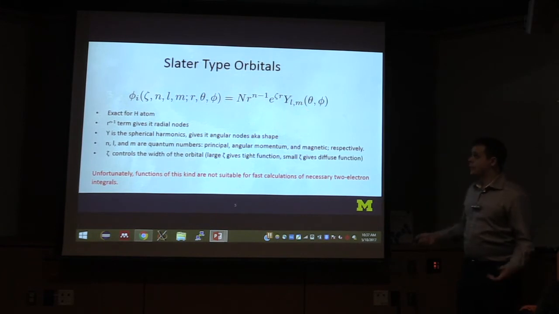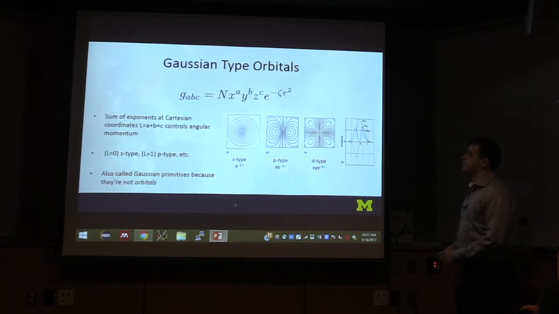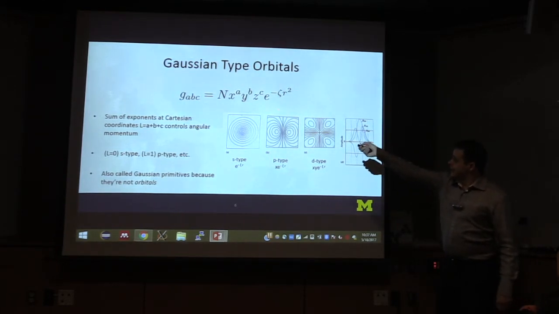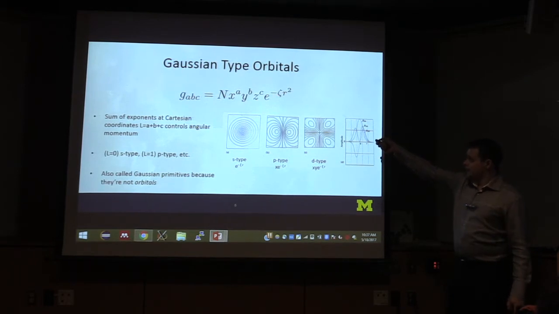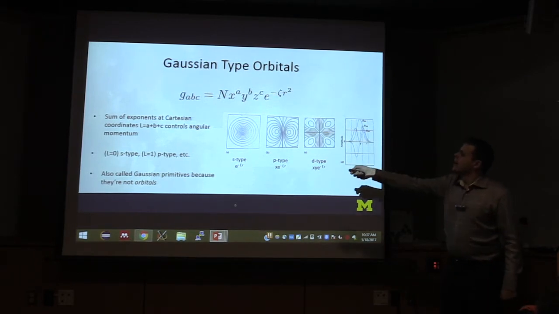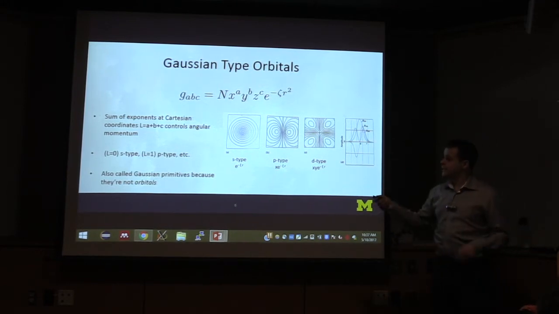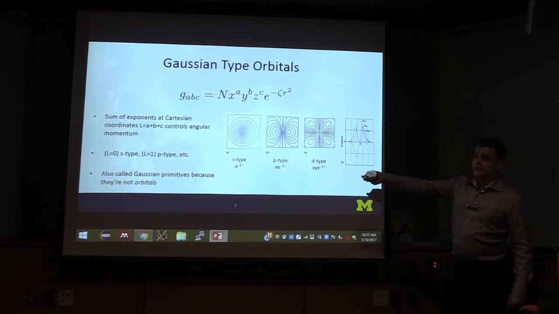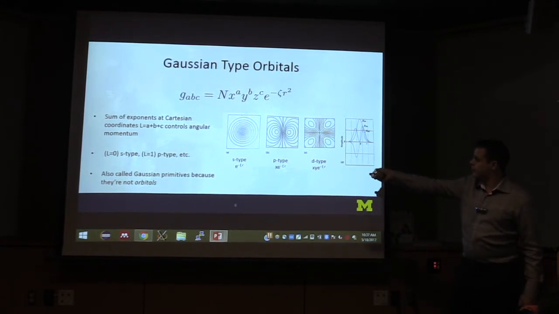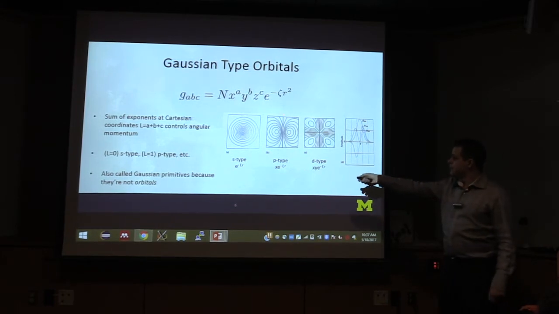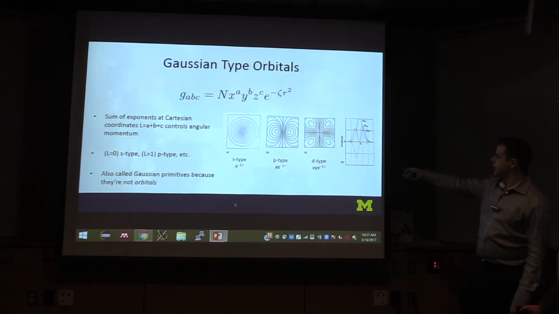they're not commonly used. Another choice for basis functions that we could choose are Gaussian type orbitals. Now, instead of the orbital decaying as r, it decays as r squared. The sum of the exponents a, b, and c on the Cartesian coordinates x, y, and z now controls the angular momentum. For example, if a, b, and c are all 0, then we get an s-type orbital, or basis function, I mean. If either a, b, or c is equal to 1, then we get a p-type Gaussian type orbital, and so on. So this graph over here just shows you how it decays as a function of nuclear distance.